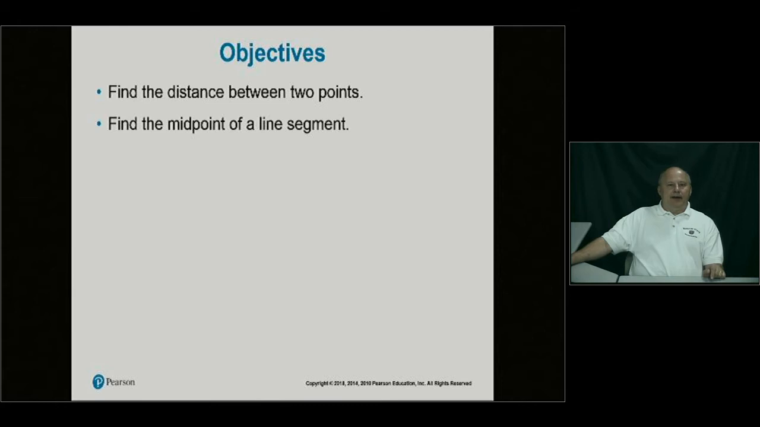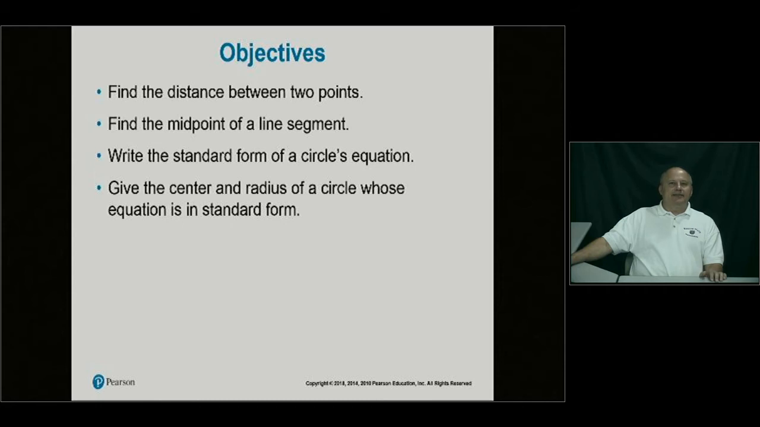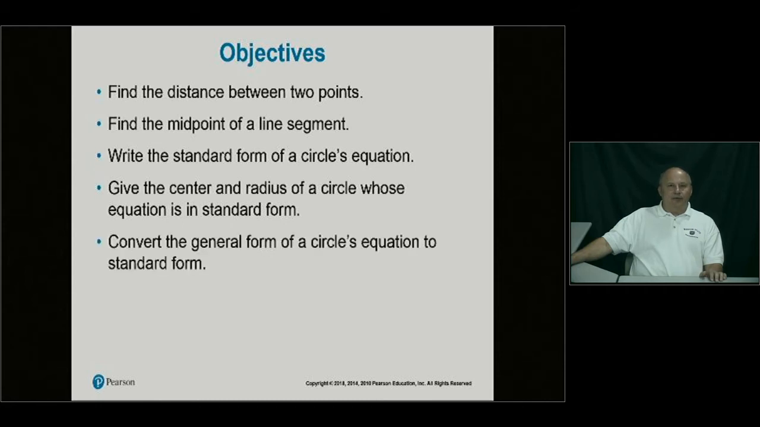We're going to find the midpoint of a line segment. Same thing, if you have these 2 points, you're not going to find the distance between them, you're going to find the point right in the middle. That's called the midpoint. We're going to write the standard form of a circle's equation. We're going to give the center and the radius of a circle whose equation is in standard form. We're going to convert the general form of a circle's equation to standard form, and then we can identify the center and the radius of that circle. We'll talk more about that when the time comes. So these are the 5 objectives for this section.